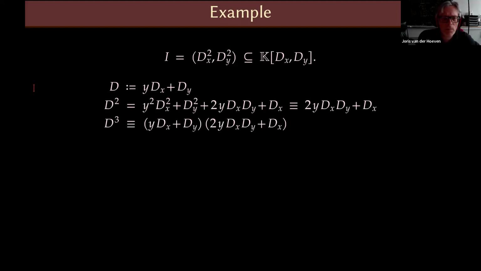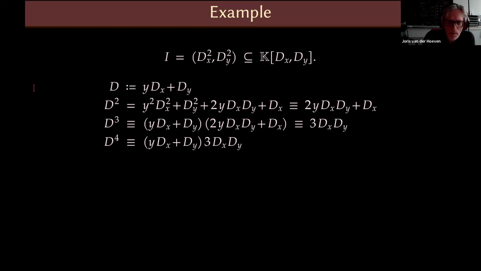And we can remultiply this once more with D on the left, expand a second time, and again look at what happens modulo I, and we find the following. And we do it a third time: we multiply again, and then we find that this reduces to 0.